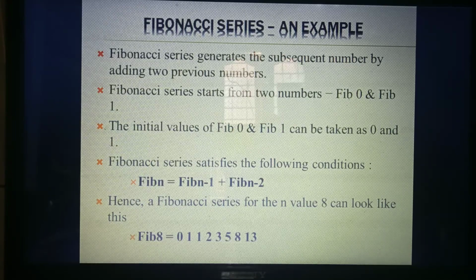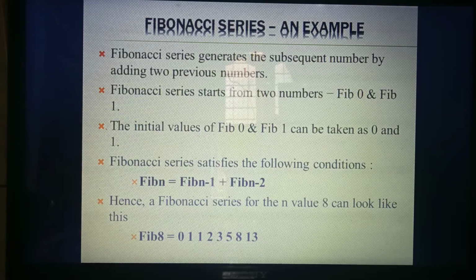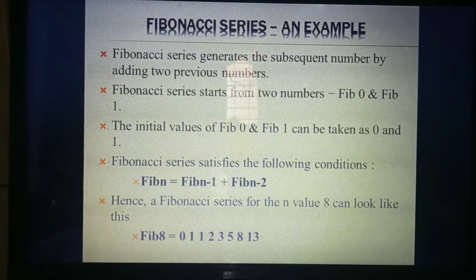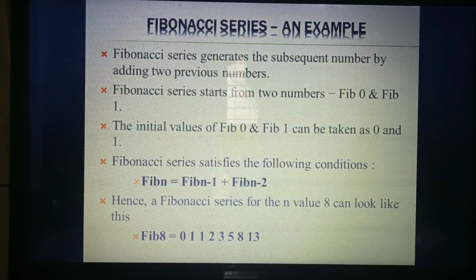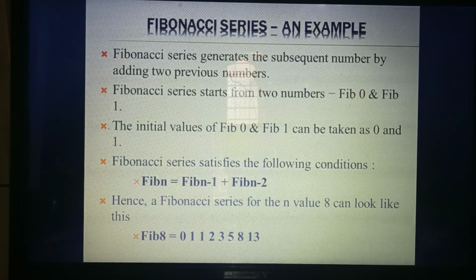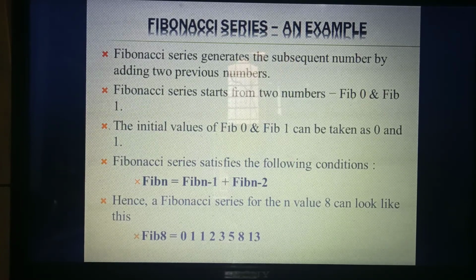So listen. Here the Fibonacci series generates a subsequent number by adding the two previous numbers. The Fibonacci series starts from two numbers. So first you start from how many numbers? Two numbers. The first number is fib of 0, then fib of 1. I am going to add two previous numbers, which means I need to declare two numbers: fib of 0 and fib of 1.